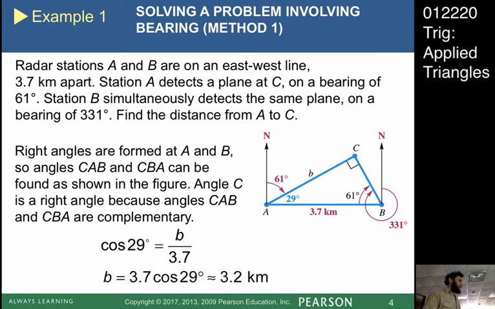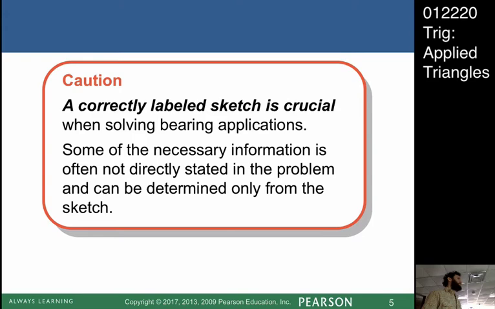All right. Caution: a correctly labeled sketch is crucial. I love it. Flying warning here. When solving bearing applications, some of the necessary information is often not directly stated in the problem, and can be determined only from the sketch. Visual arts is important. Learning how to sketch and drawing an idea is important.